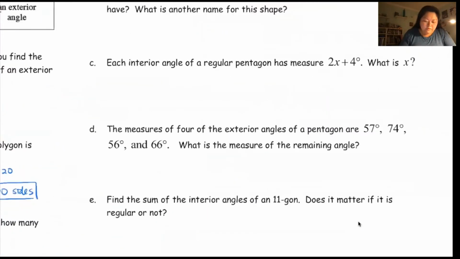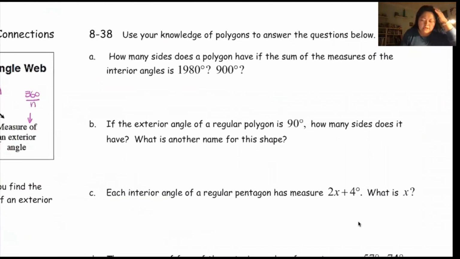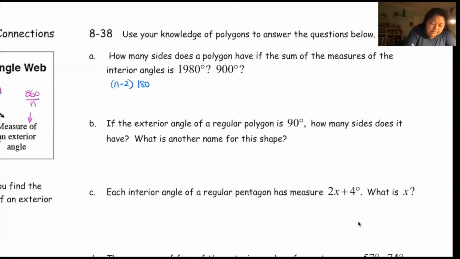All right, moving on. I get the next problem. Use your knowledge of polygons to answer the questions below. How many sides does a polygon have if the sum of the measures is 1980, or if the sum is 900? So we're not looking for the interior angle, we're just looking for the full sum. So you don't have to use the divided by n, you can just use this formula, n minus 2 times 180, right? That's the sum of the interior angles. So let's go ahead and use that and set it equal to 1980. And the beautiful thing about this is that you don't have to distribute the 180.